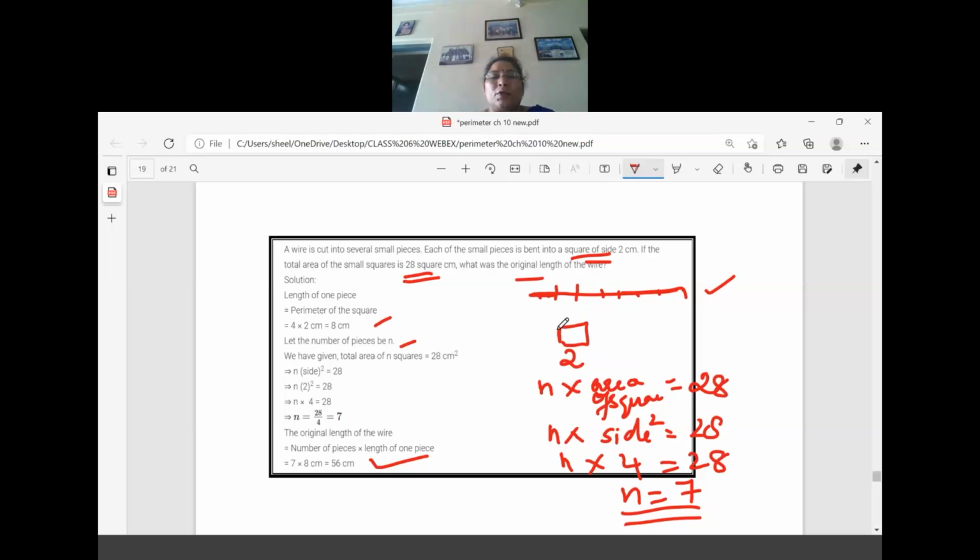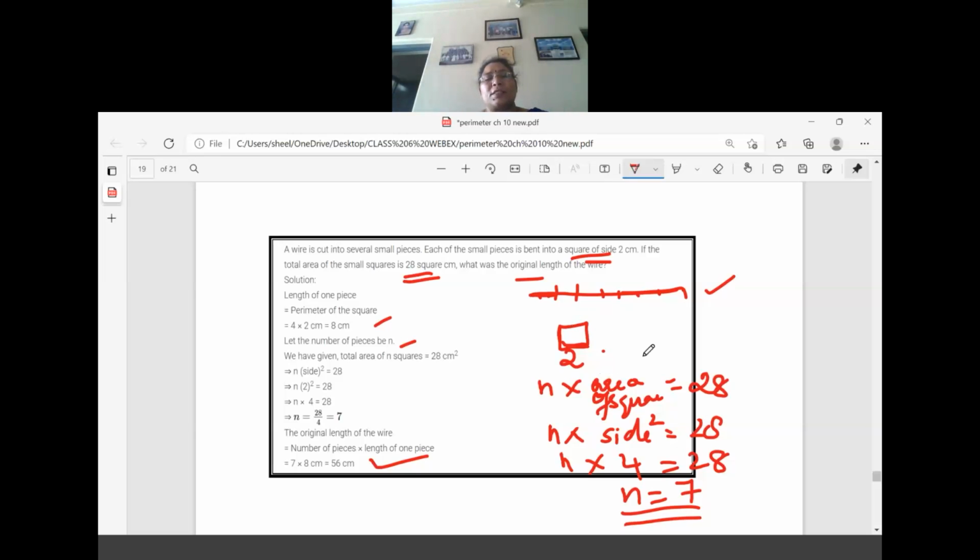Each piece is bent into a square means we are getting a perimeter, the outer side, isn't it? So we are getting the outer side only. So if we consider one piece's length, that will be the perimeter of the square only. So 4 into 2 equal to 8 centimeter, right?